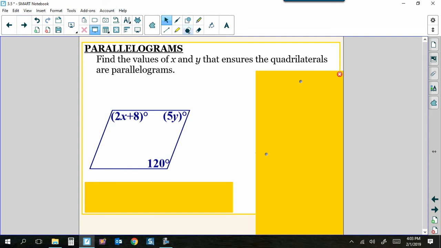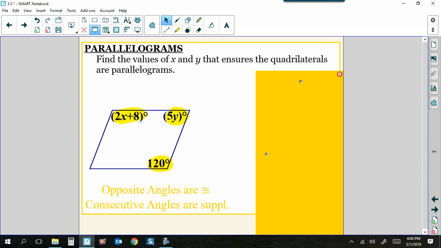For the parallelogram on the right side of your notes, hopefully now it's clear we're talking about the angles of the parallelogram. So there were 2 things we wrote down. One was that the opposite angles of a parallelogram are congruent, and the second was that consecutive angles of a parallelogram are supplementary. So we're actually going to use both.